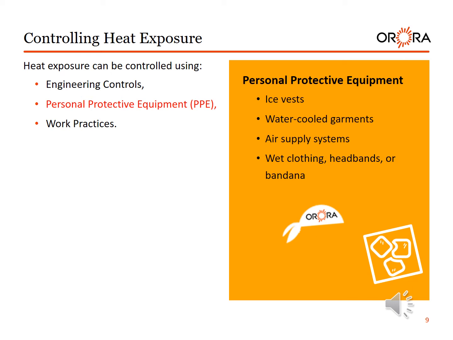Another system uses an air supply to circulate air around workers in impermeable suits. A more common technique that might be considered as PPE is to wear wet clothing, headbands, or bandanas. This could also be considered a type of work practice control.